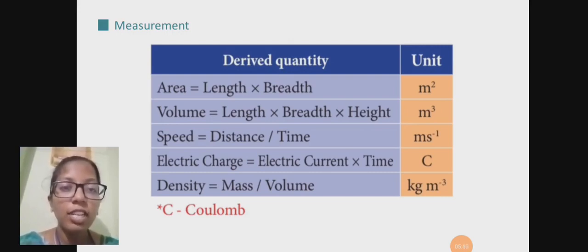Electric charge is equal to electric current into time, and its unit is coulomb. Next, density is equal to mass by volume, and its unit is kilogram meter power minus 3.